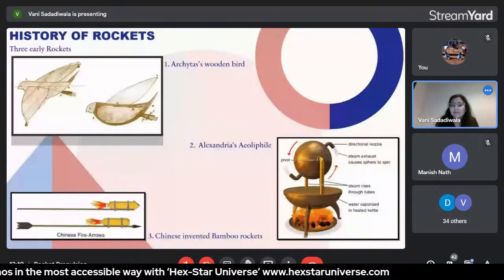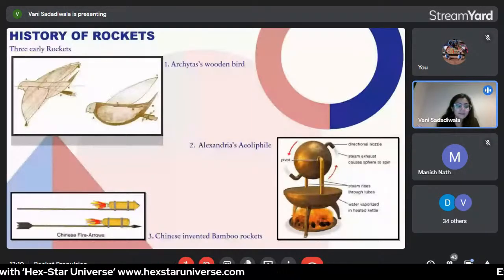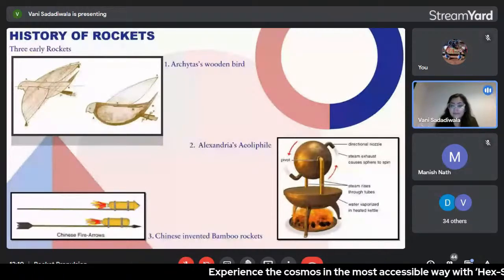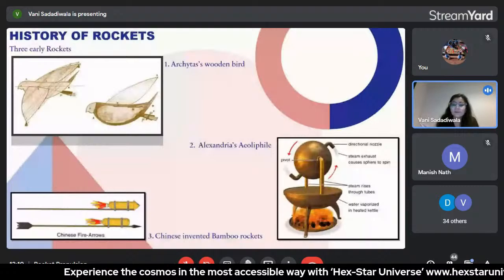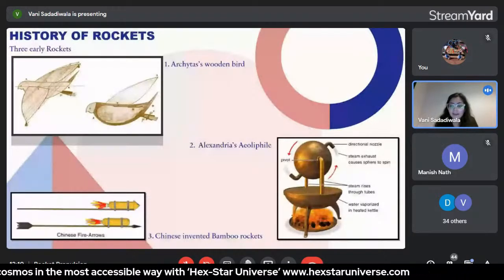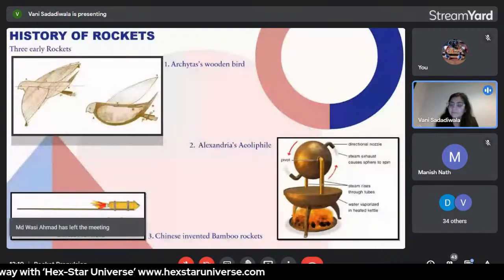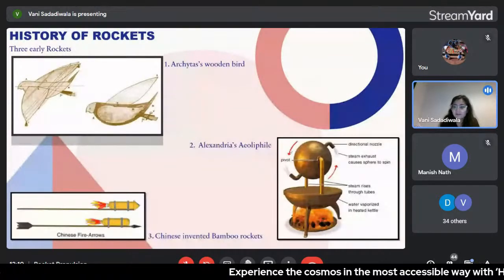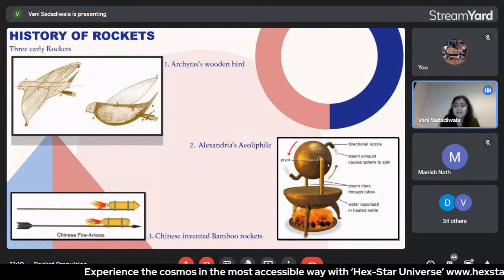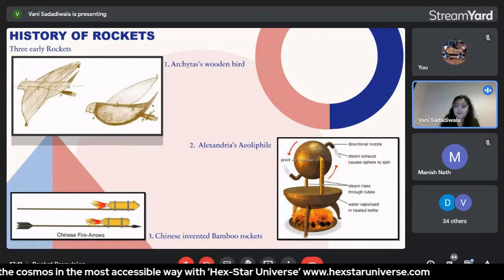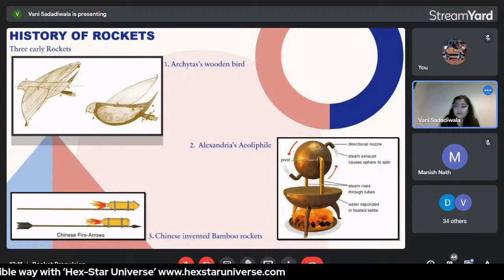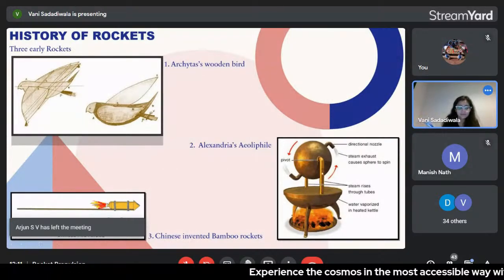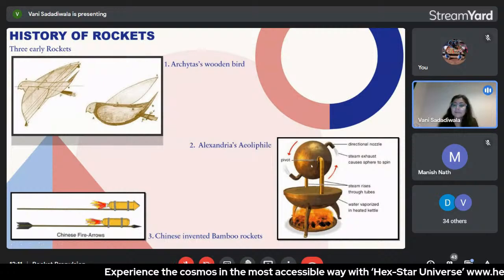About 300 years after the development of Archytas' wooden bird, Alexandra from Greece invented a similar rocket known as the heliophile. It is basically the concept of Newton's third law of motion, but slightly changed in the manner of a heated kettle, with steam rising through the tubes. This photo displays certain major components: the directional nozzle, which is L-shaped, and a sphere caused by the steam exhaust. There is water vaporized in a heated kettle, and there are tubes through which the steam rises up into the sphere. So this geometry uses steam as a propulsive gas.